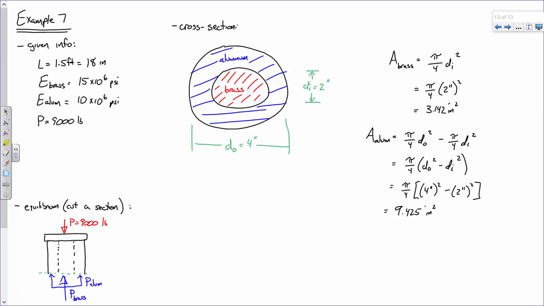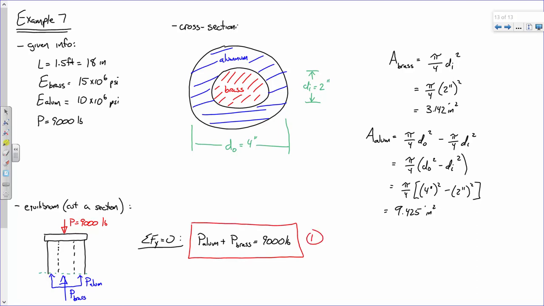And so I propose that if I sum forces in the y direction, what I'm getting is this: P aluminum plus P brass has got to equal 9,000 pounds. Is everybody okay with that? Okay. Let me box that. Let me call that equation 1.